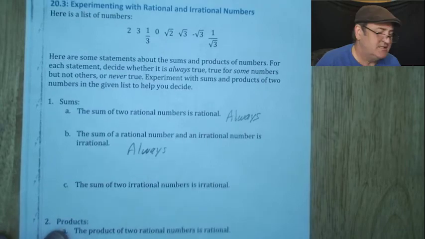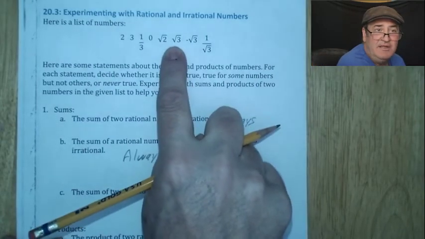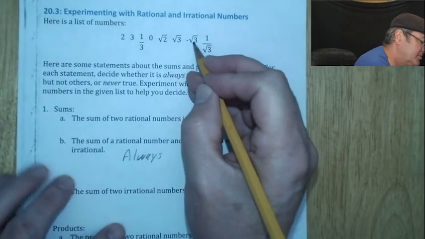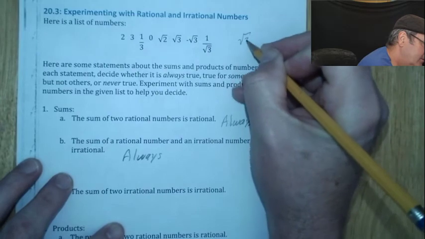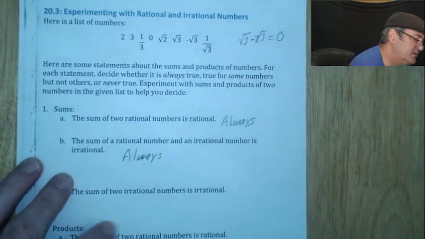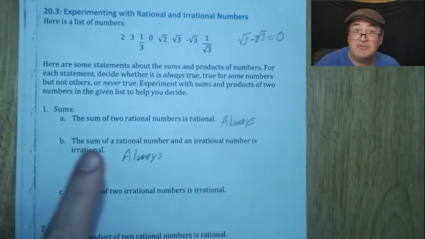Except for, let's look at the next pair. How about if we add 3 minus the square root of 3? Oh, the square root of 3 minus the square root of 3 is 0, which is a rational number.